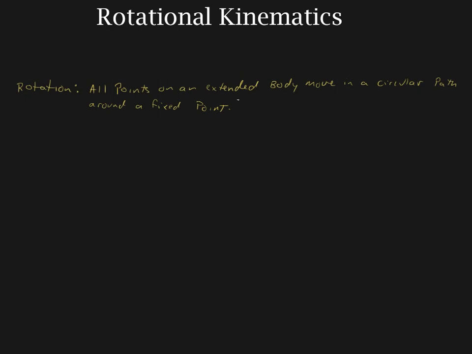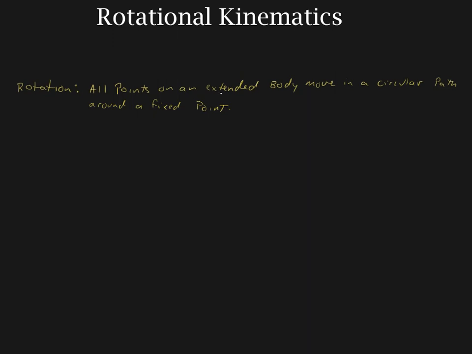Okay, so here's our definition for rotation, or how we're going to know that we observe a rotation. And that is that all points on an extended body move in a circular path around a fixed point. So let's define what a couple of these terms are.